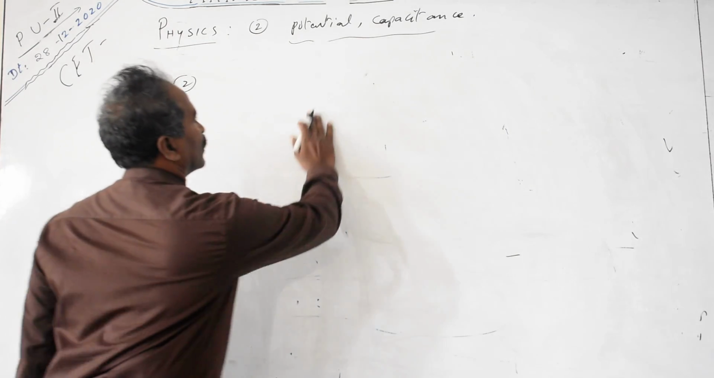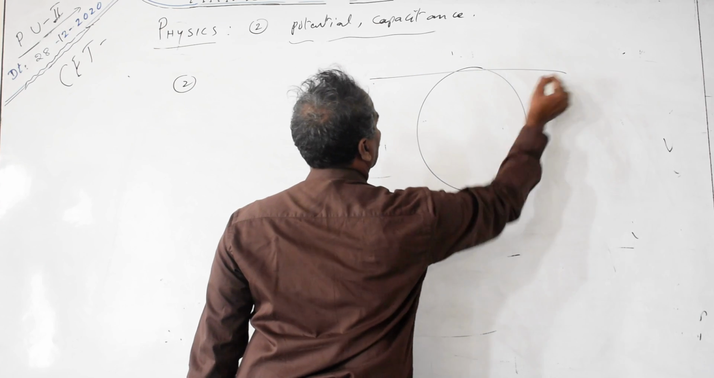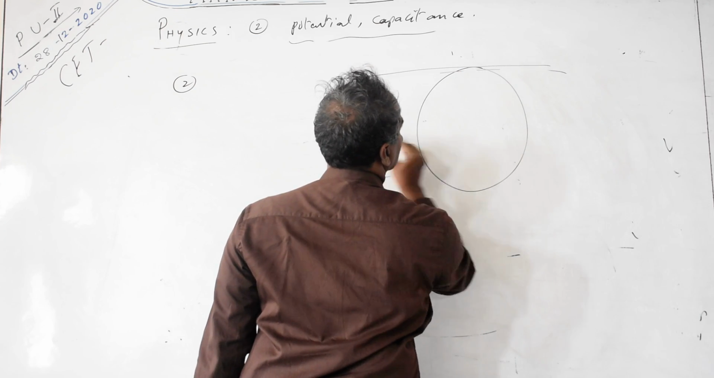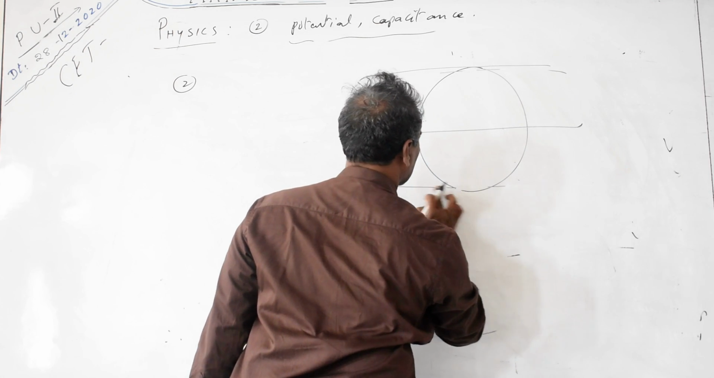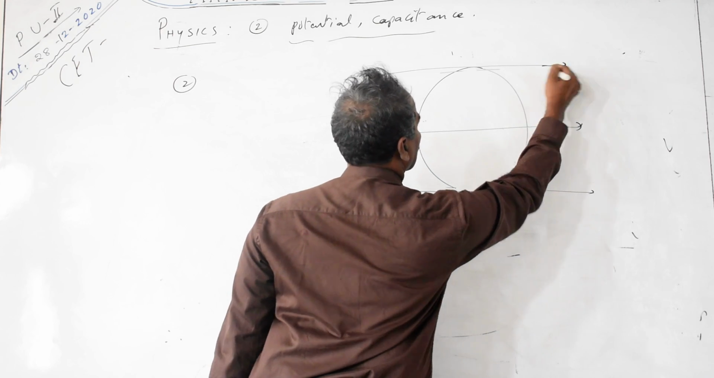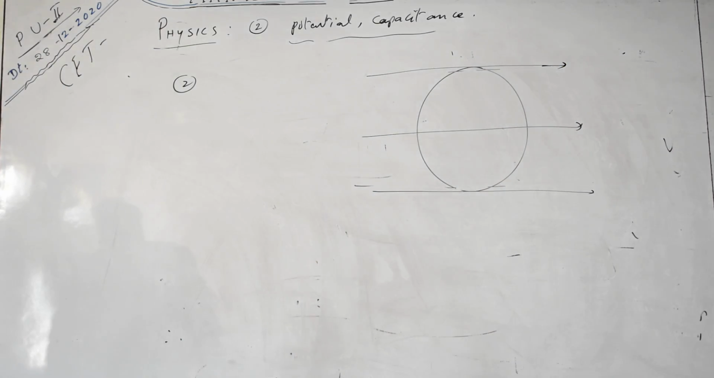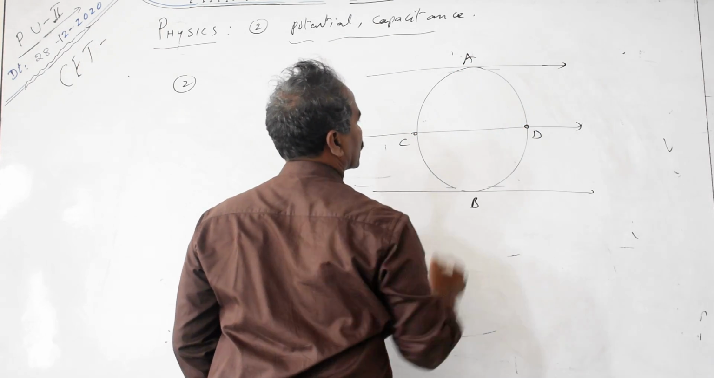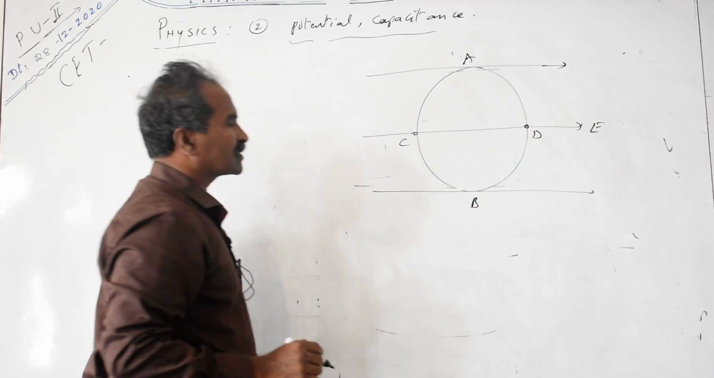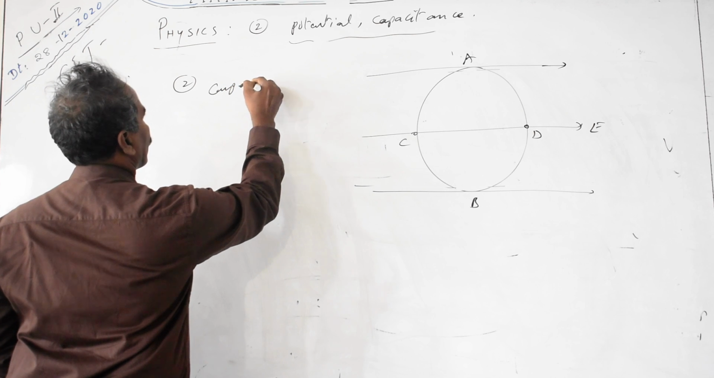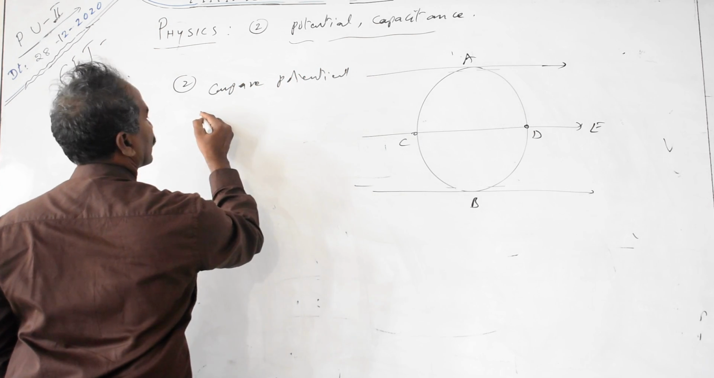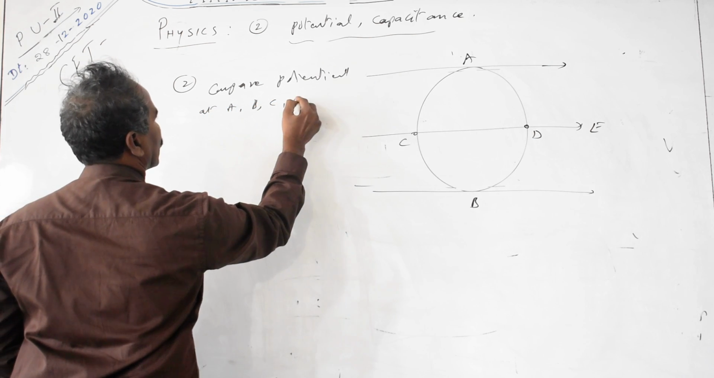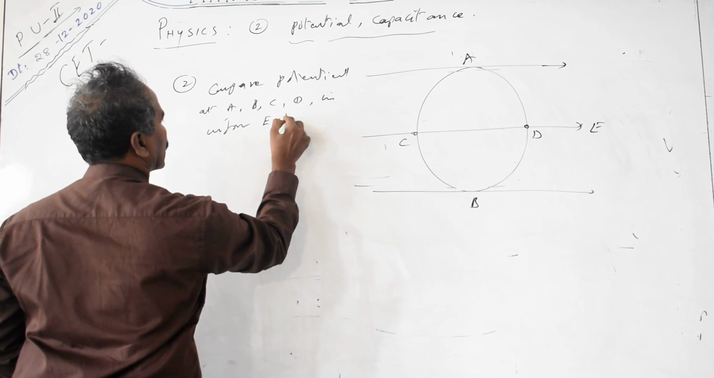Next, second question. You are given a uniform electric field and some points in the field. The electric field is towards the right, and you take an imaginary circle with points A, B, C, D on it. This is the electric field. You are asked to compare the potentials at A, B, C, D in the uniform electric field.